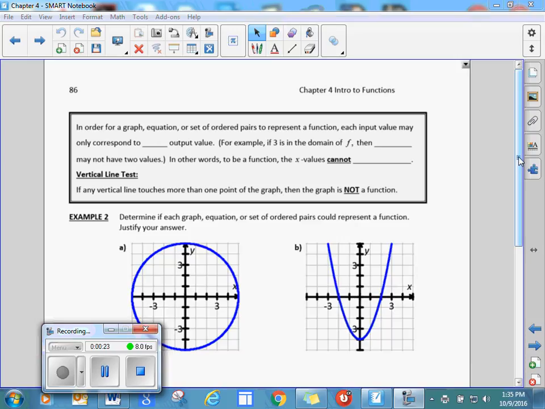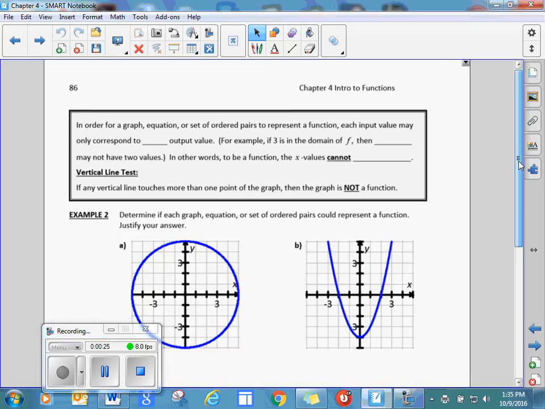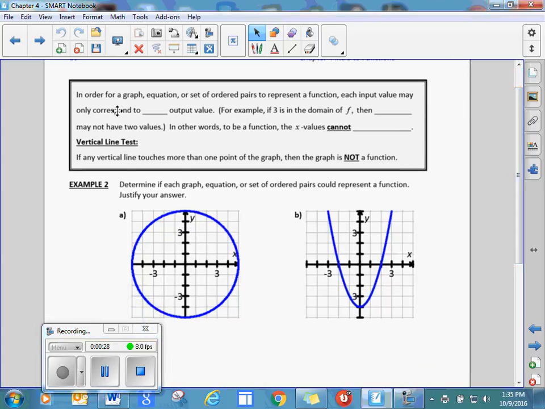To be a function, you have a specific definition that you have to meet, some conditions you have to meet. In order for a graph or an equation or a set of ordered pairs to be a function, each input value, and remember we said the input values are the x's, each x value of your ordered pairs, or each x value on your horizontal line if you're looking at a graph, can only correspond to one output variable, one y value.